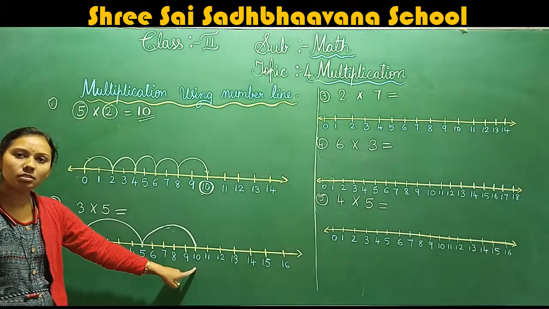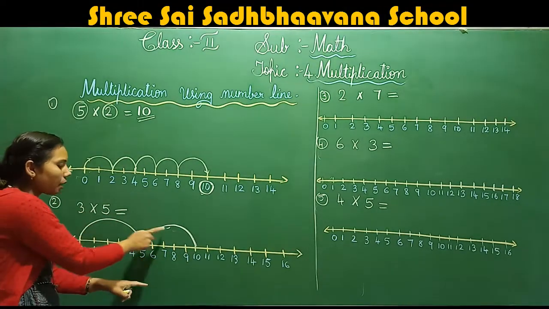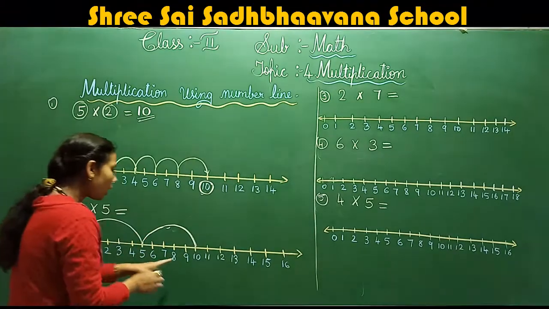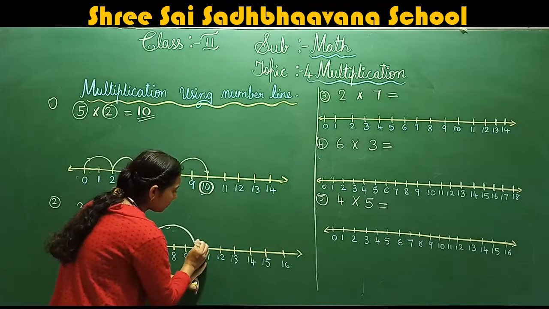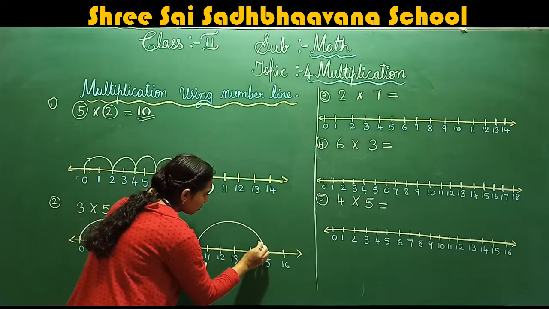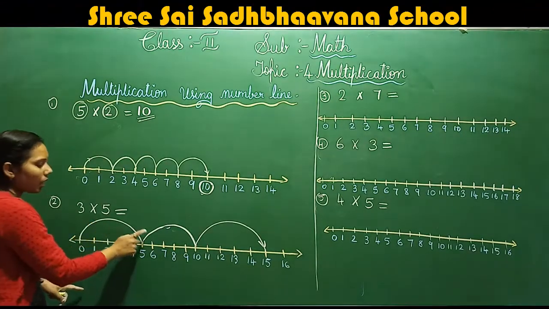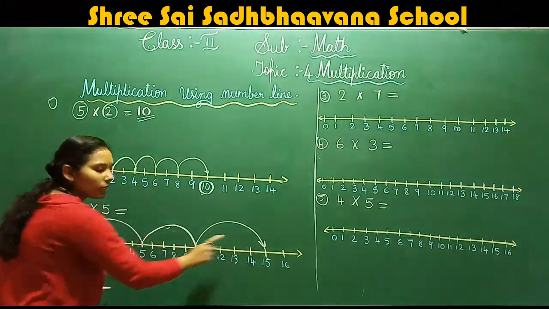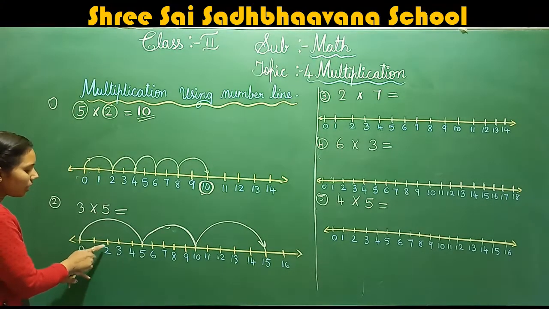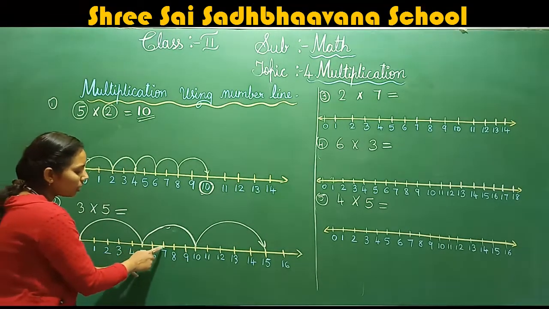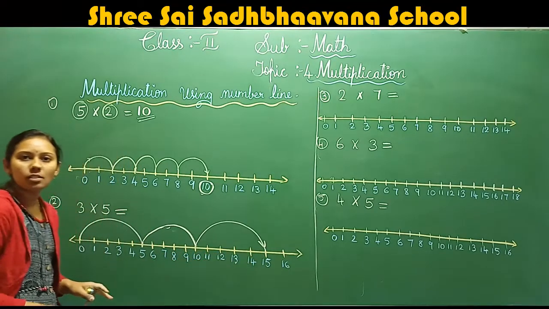Okay. 5 to again 5 numbers. How many times they told? 3 times. 1 time, 2 times, finish. One more time. Again 5. 1, 2, 3, 4, 5. Done, children? See, 3 times. 1 time, 2 times, 3 times we have jumped 5 numbers, that is 1, 2, 3, 4, 5, 1, 2, 3, 4, 5, 1, 2, 3, 4, 5.